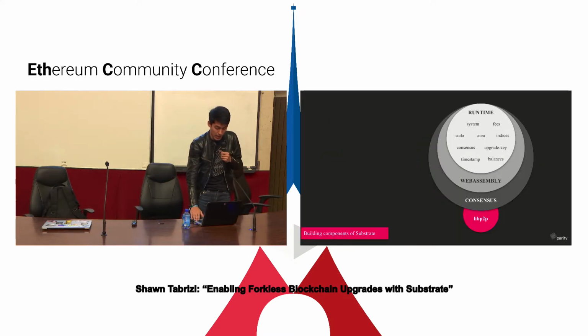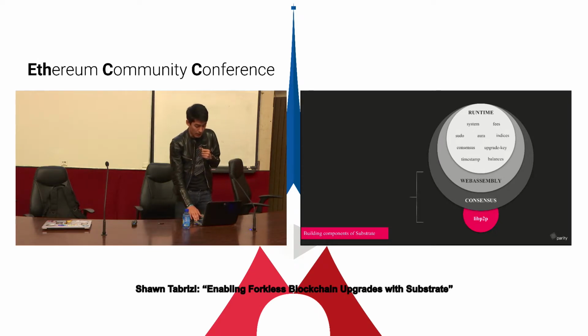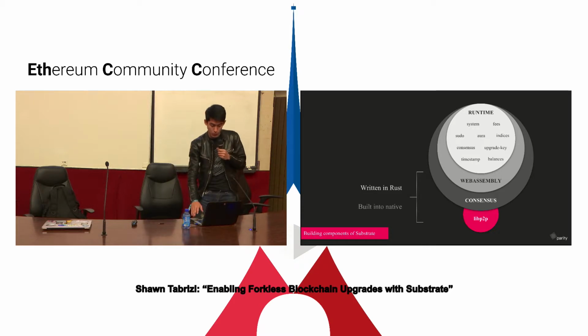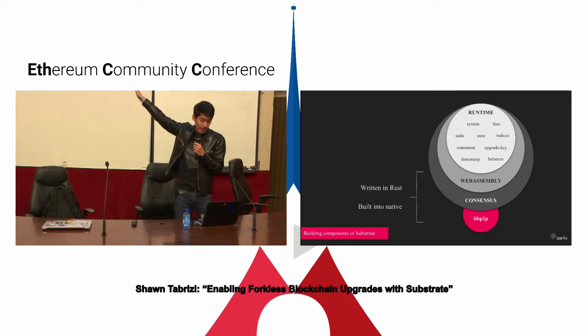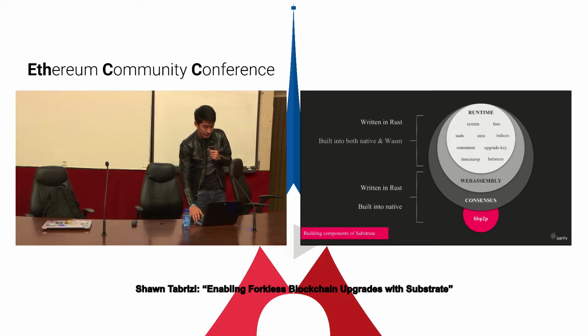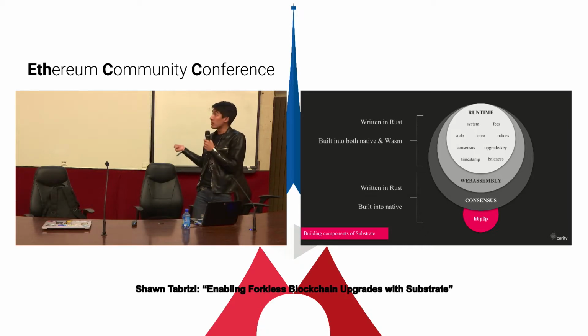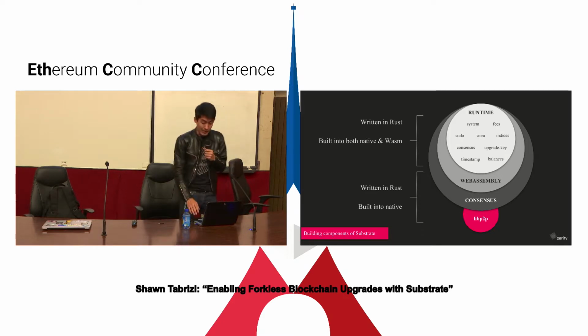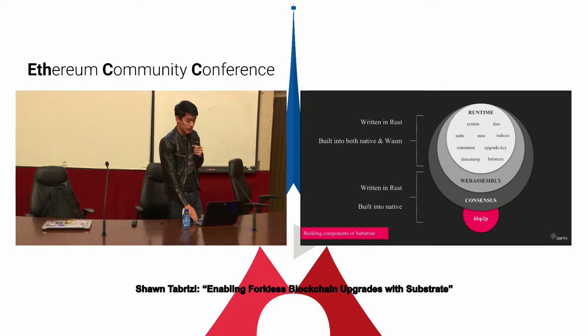So let's look at the runtime and how it fits into the overall Substrate architecture. You can see the runtime is wrapped within a WebAssembly consensus and networking layer. These are all written in Rust and built into a native binary. But then you also have the runtime itself, which lives inside of the WebAssembly, which is also written in Rust, but it's built into both the native and Wasm binary. And this is really powerful. We're going to talk about these technologies and how they work to enable this forkless runtime upgrade.